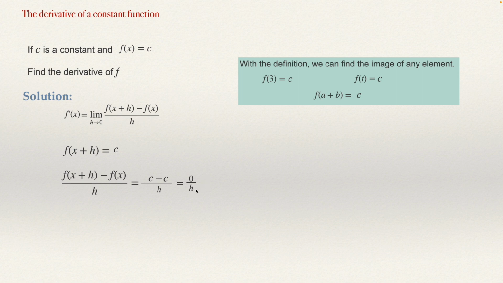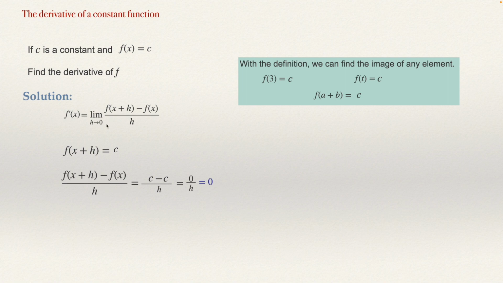And I know that h will be different than 0 because this is the limit as h approaches 0. So it's not taking the value 0, it's just taking whatever value close to 0. So it will be 0 over that value, so that will be equal to 0. So we have that when h takes values closer to 0, the value of this ratio will be 0.